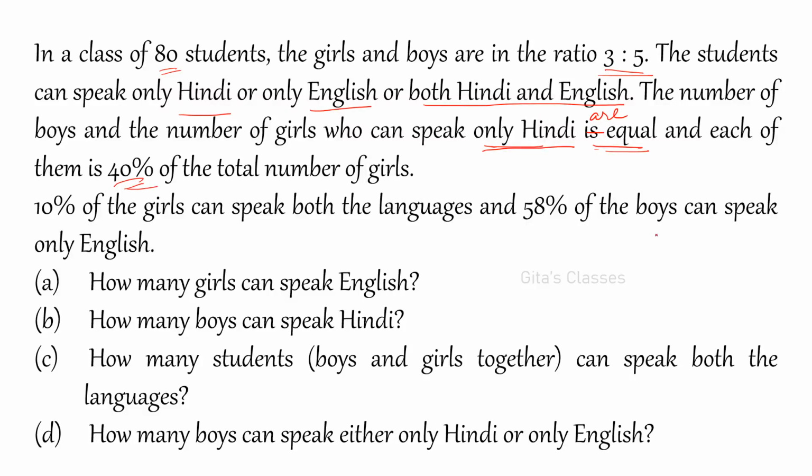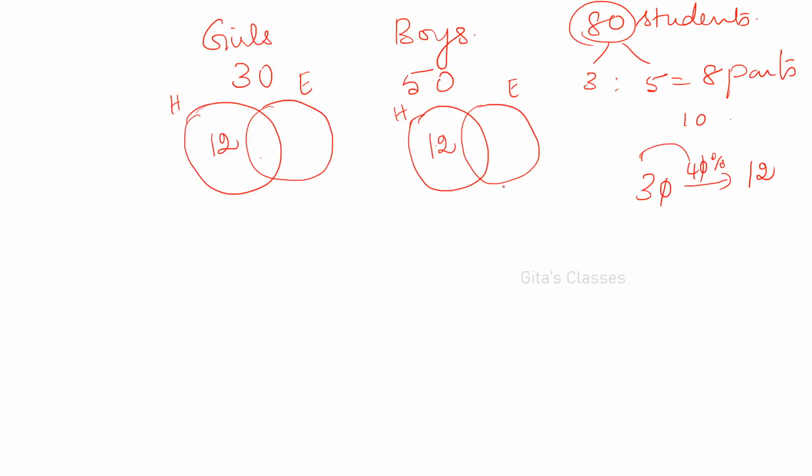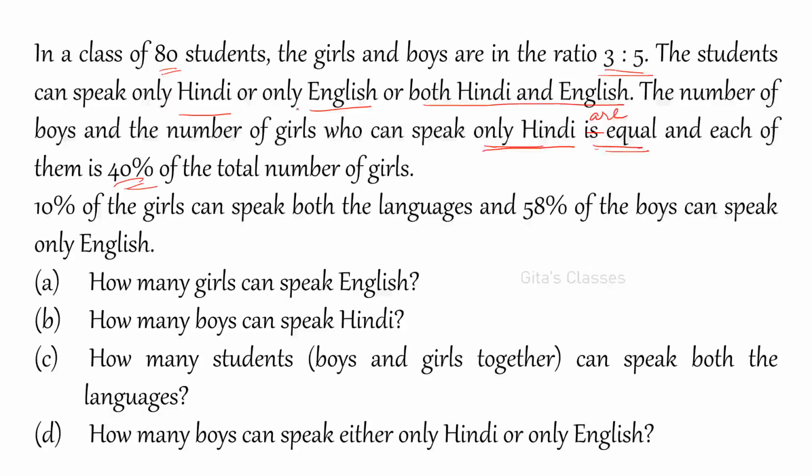Okay, what is the next question? 10% of the girls can speak both the languages. What is 10% of girls? Total girls are 30. In that 30, 10% is 3, right? 0 cancel. 3 ones are 3. Where will you enter this 3? What is the given sentence?